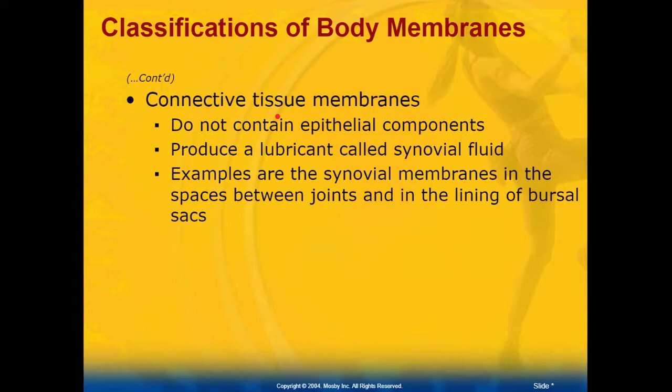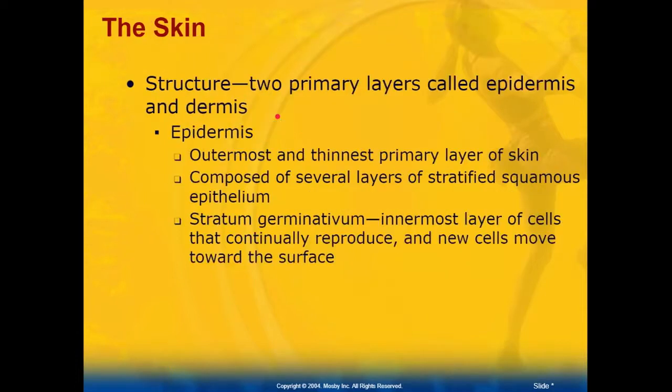So the connective tissue does not contain epithelial components and produces a lubricant called synovial fluid, which I kind of mentioned. Examples are the synovial membranes in the spaces between the joints and in the linings of the bursal sacs. We have these bursal sacs in those joints, and you've probably heard of bursitis, which is inflammation of the bursal sac.